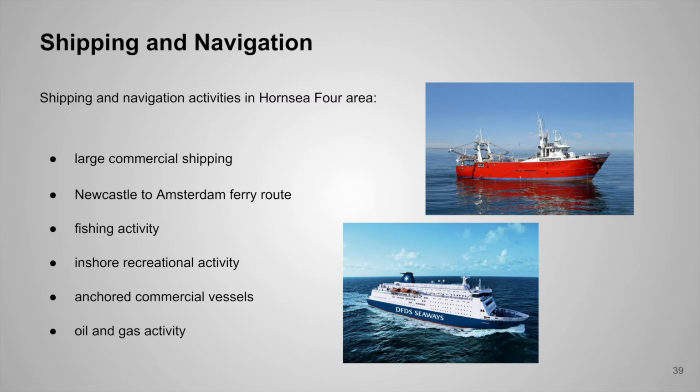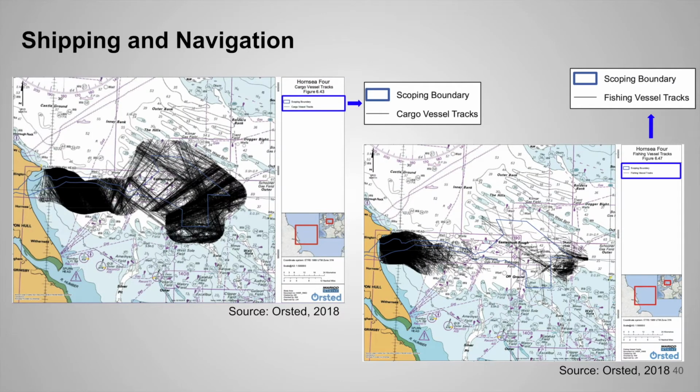Shipping and navigation. The key shipping and navigation activities that may be impacted by Hornsea 4 are large commercial shipping, the Newcastle to Amsterdam ferry route, fishing activity, inshore recreational activity, short commercial vessels, and oil and gas activity. In these two illustrations, we can see the cargo vessel tracks and the fishing vessel tracks that, as we can see, have an important concurrence in the Hornsea 4 area.